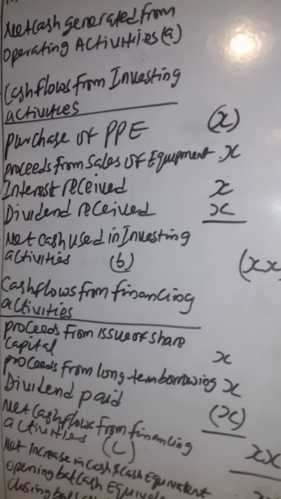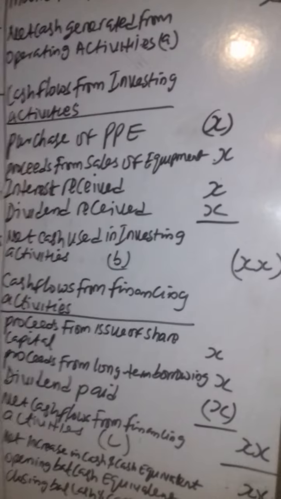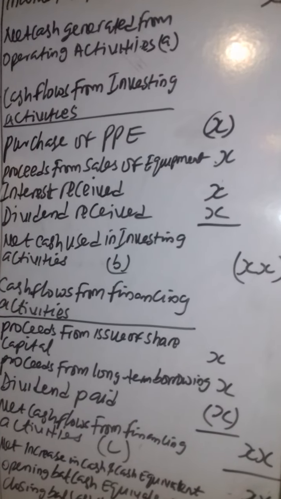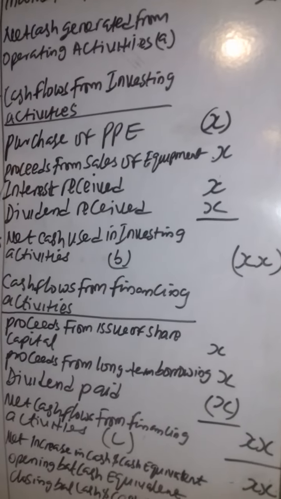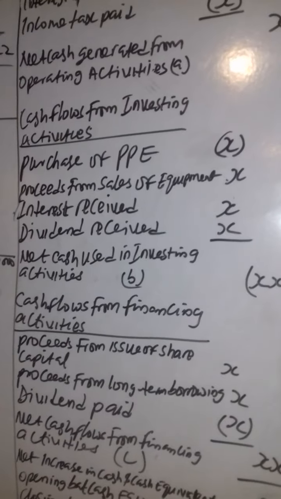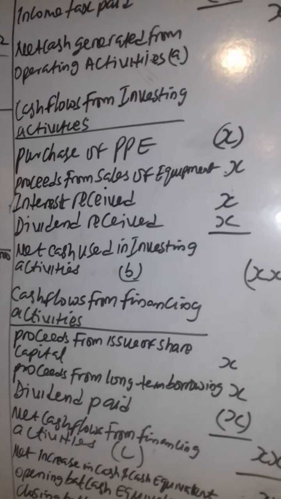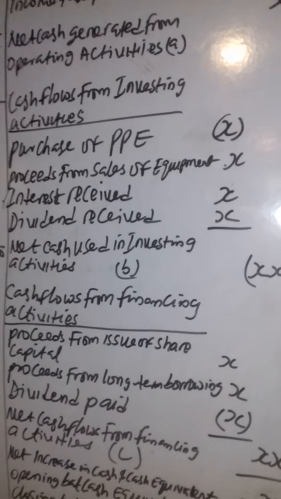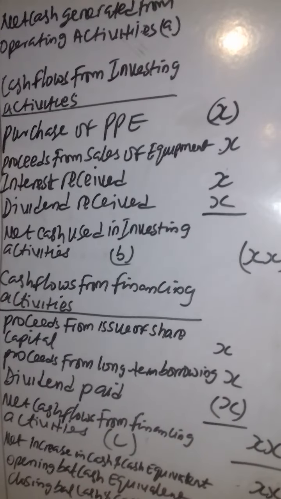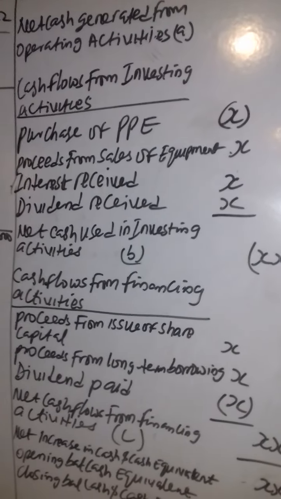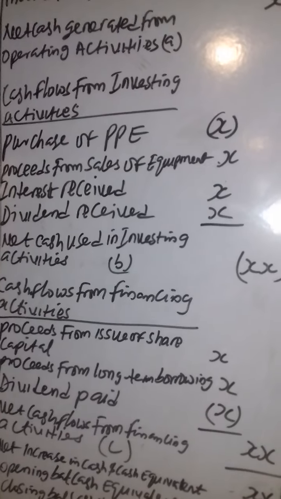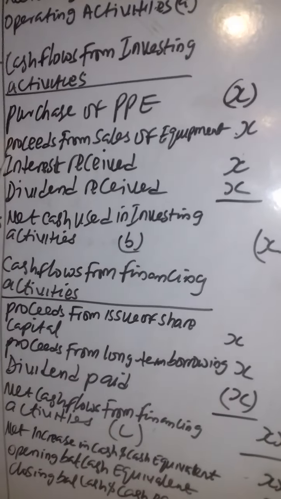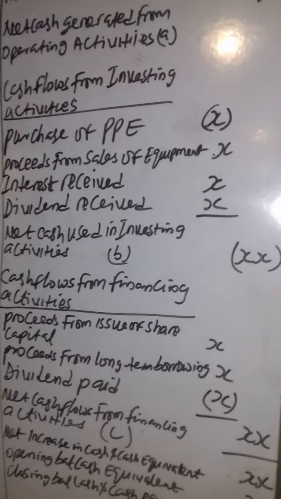Interest received from a loan or deposit that you have is an inflow, and it's an investment inflow. Dividend received from shares and equities you bought in other companies is known as an inflow of investment, or return on investment. The total of these items gives you net cash used or net cash flow from investing activity.